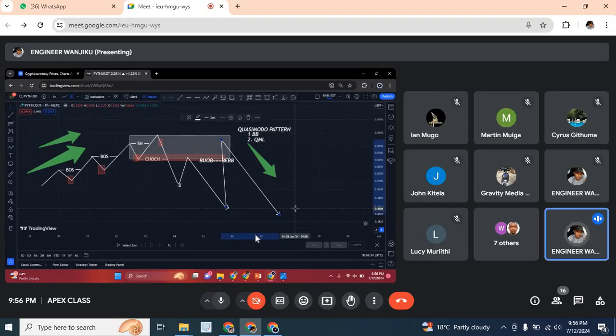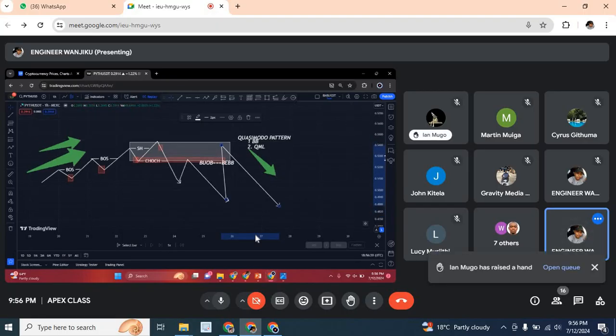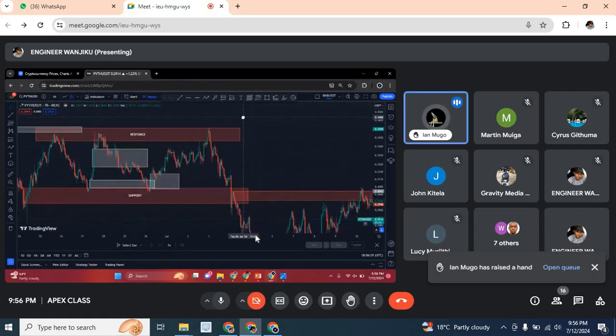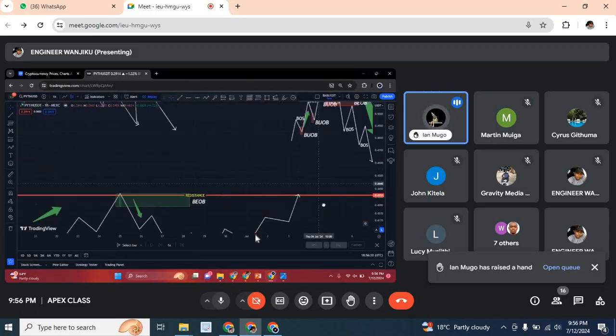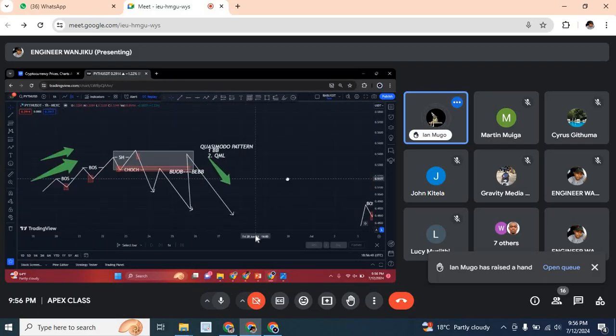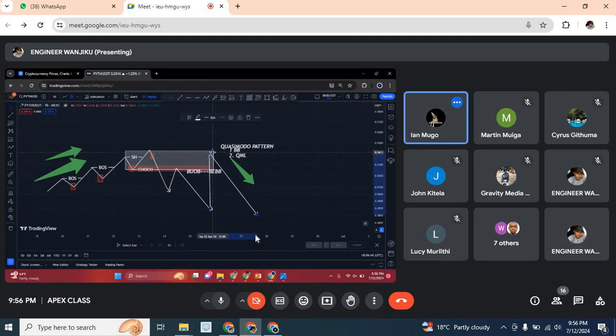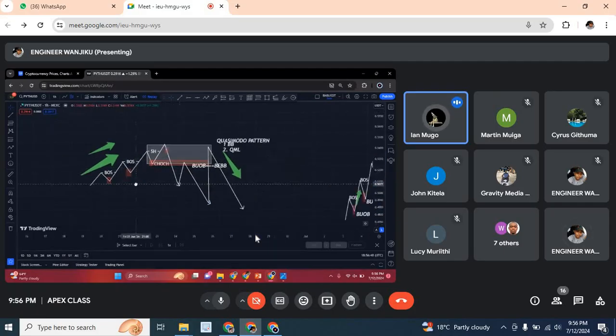So let us see if we can identify Quasimodo patterns in the chart. Mugo, you have a question? Yes, and by the QML, you mean either an FVG or a bearish order block, right? Yes, or even order blocks. On this zone right here, you can find the last buy candle, the last green candle before this sell. So it can also act as your POI.